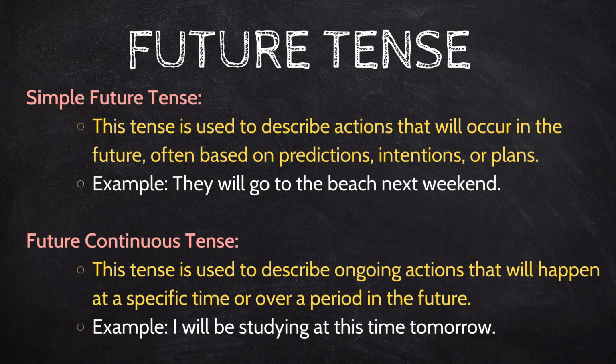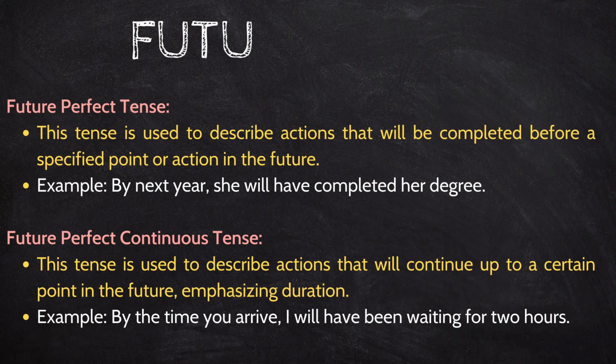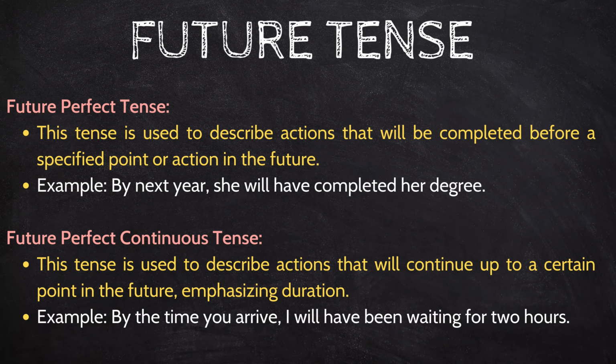Future continuous tense is used to describe ongoing actions that will happen at a specific time or over a period in the future. Example: I will be studying at this time tomorrow. Now, today I am playing, but tomorrow I will be studying at this time. Okay, like that.